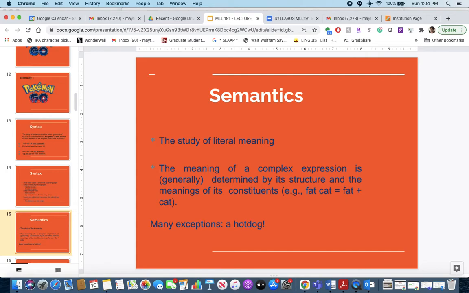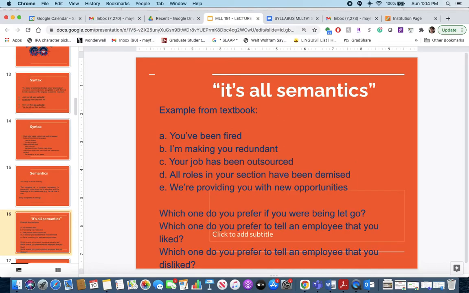So there's different inflections, different stresses, depending on what kind of meaning you want to portray. And I like this phrase, right? It's all about semantics, right? It's all about the meaning. It's all about the different ways in which you say something that can cause confusion. So the example from your Mooney textbook says, if you want to let someone go, right? If you want to fire them, how would you go about doing that? There's multiple ways in the English language that you could actually do that, right?